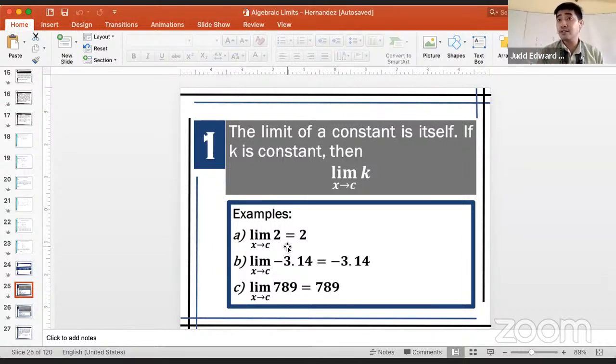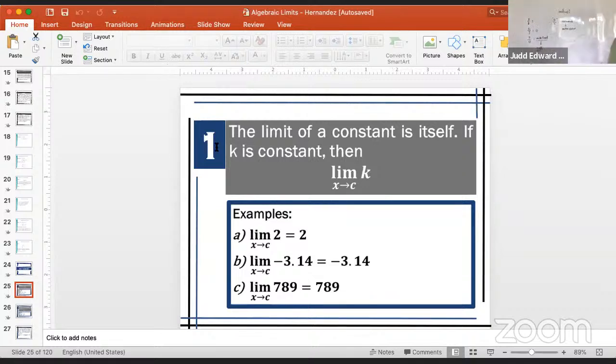What are the other constants? Could you please give me other values or other constants that you know? Ano pa ba yung mga constants na alam nyo? Sige nga po. Ano pa po ba yung ibang alam nyo na constant?